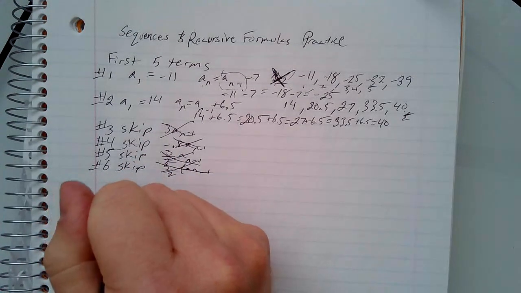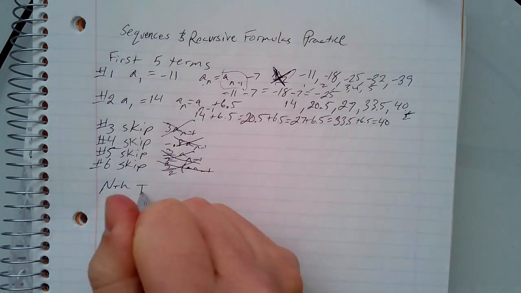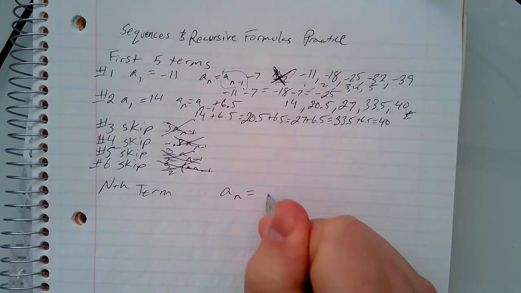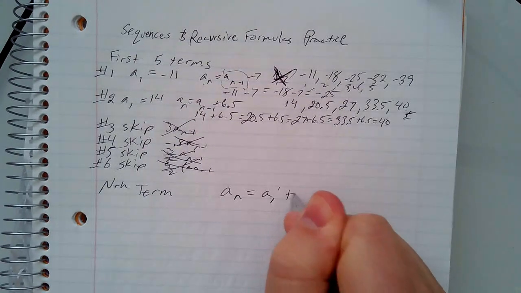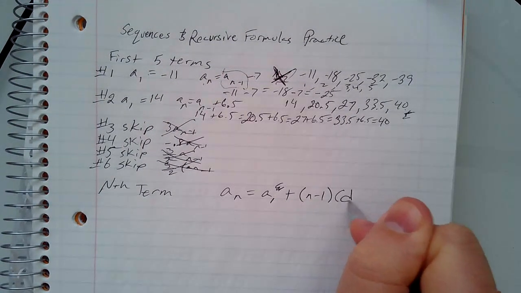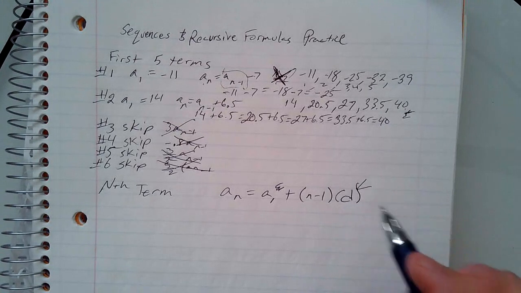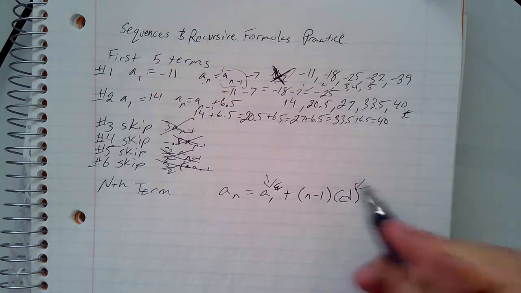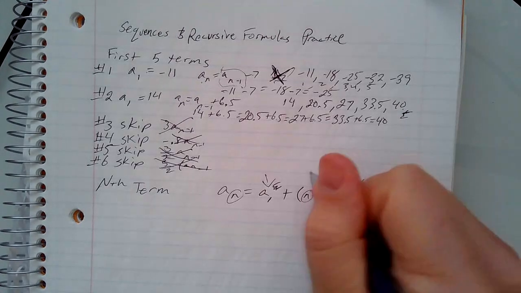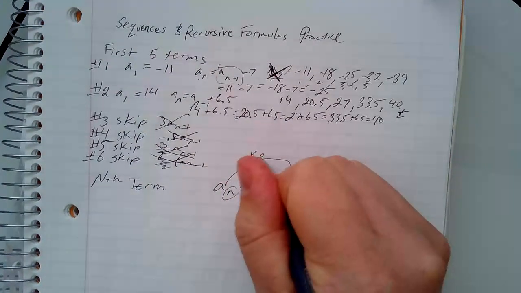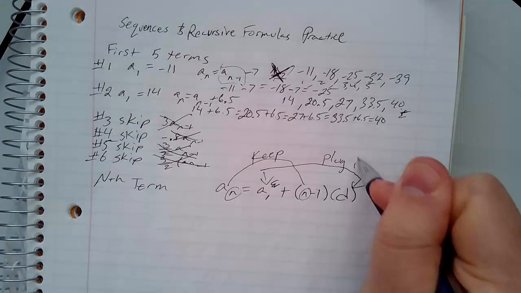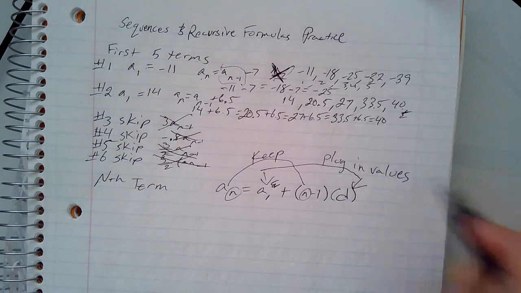So now we're looking for the nth term. Remember, the nth term is just the equation: a sub n is equal to a sub 1 plus n minus 1 times d, where we plug in for d and we plug in for a sub 1, and we keep the n in there. So these two things we're going to keep, and these two things we plug in values.